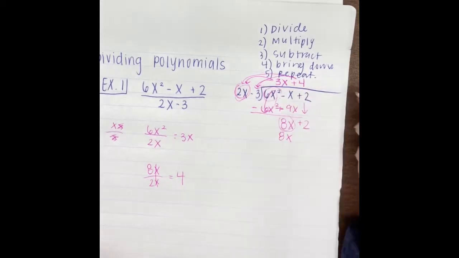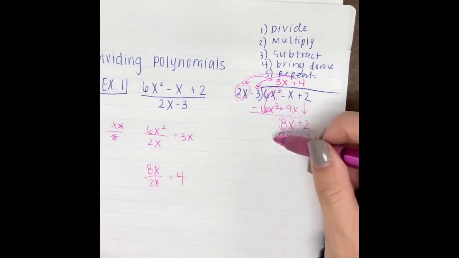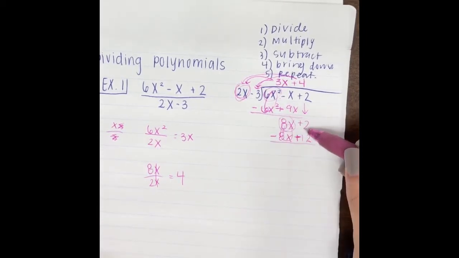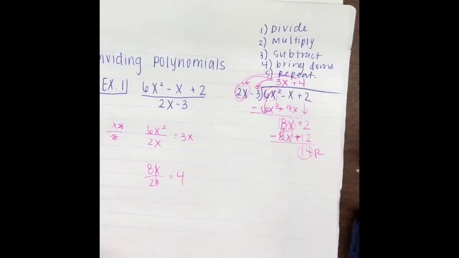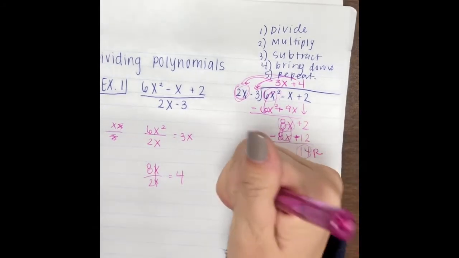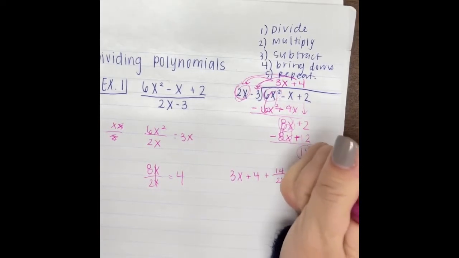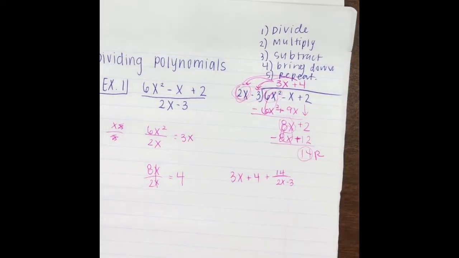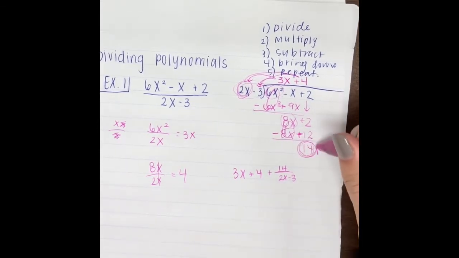4 times a negative 3 would be a negative 12. And we need to subtract, so we're going to change the sign of both. Positive becomes negative, and negative becomes positive, because minus a negative would have made that positive. Cancels, and 2 plus 12 is 14. So that is your remainder, okay? So your answer would be 3x plus 4 plus 14 divided by 2x minus 3, because it stays divided by this, okay? If it asked you, there's questions on the test that ask for the remainder, you just put 14, okay?